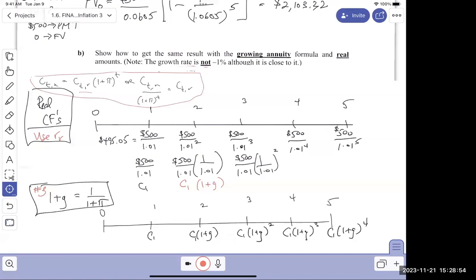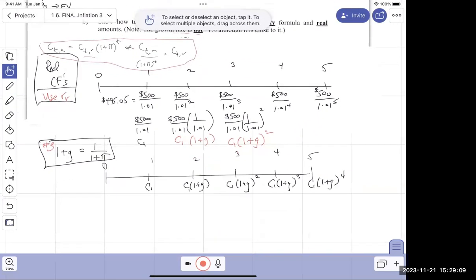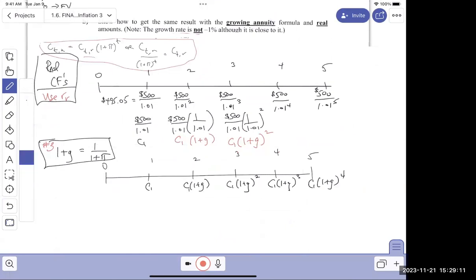All right, so let me just add on for people who are still not seeing it. So this one would have been (1 plus g) squared. So that, in general, this is our third formula. So you can solve that. 1 plus g is equal to 1 over 1.01. So g is equal to 1 over 1.01 minus 1. What do you get?